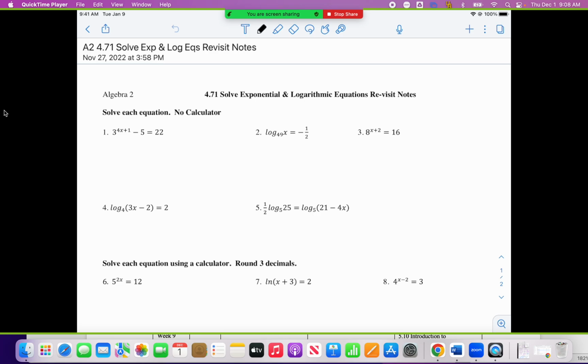All right, so in this first group, 1 through 5, it says solve each equation, no calculators. So what you need to be able to do is look and identify what type of equation we have. So in number 1, what is the name of this type of equation? Yeah, DP? Awesome. It's exponential. That's excellent. So when you solve an exponential equation, you isolate the exponential term. So we're going to add 5 to both sides, and I get 3 to the 4x plus 1 equals 27.